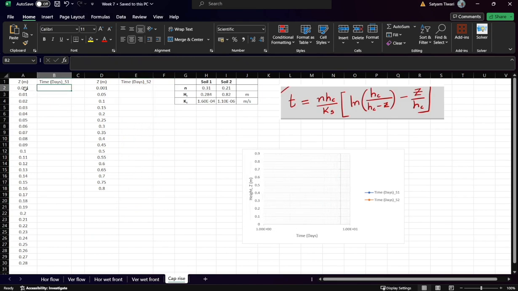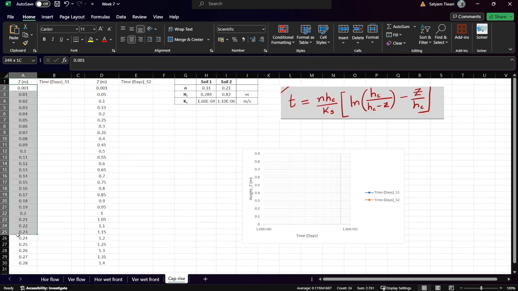Okay, so how we can solve this is that I've taken different values of Z, for both the sides differently. It depends on what the permeability of the soil is. It varies, so we can also take different values for this soil. Let's say for soil one, if we are to calculate the time, the input values are provided here, and we'll use this formula to calculate the time at which the wetting front will be at these depths, or the capillary rise will be at these heights.